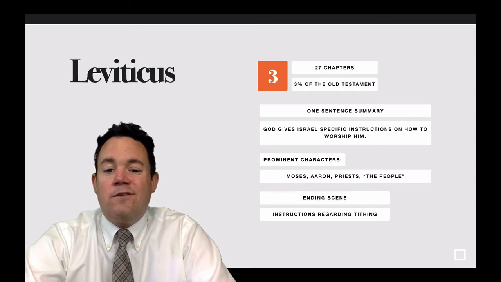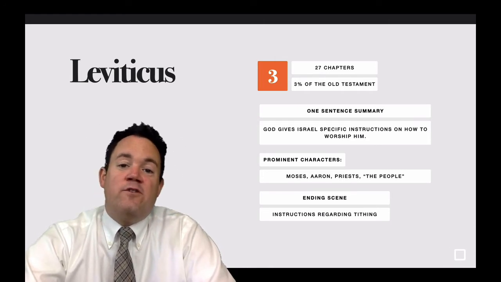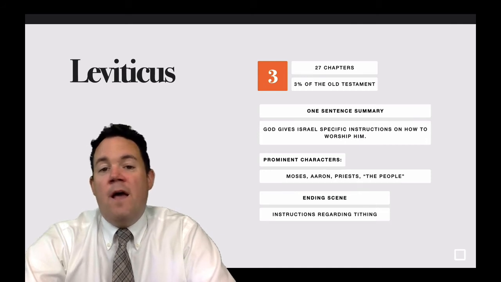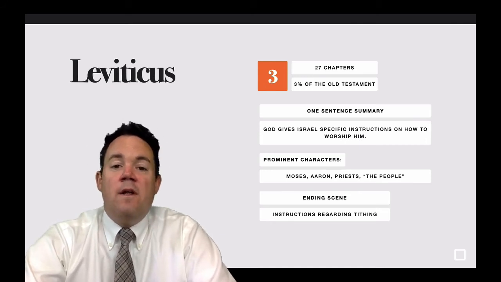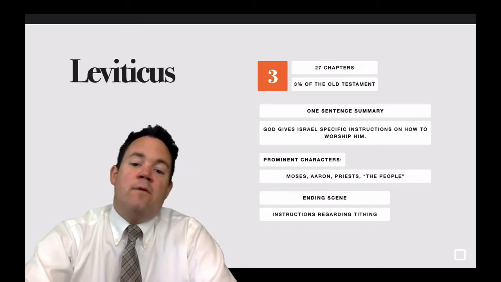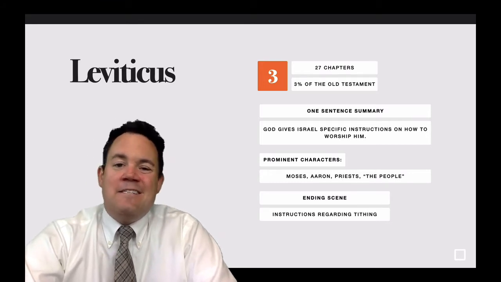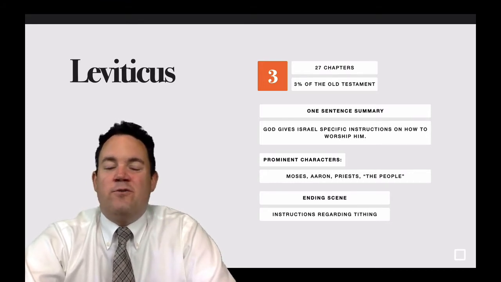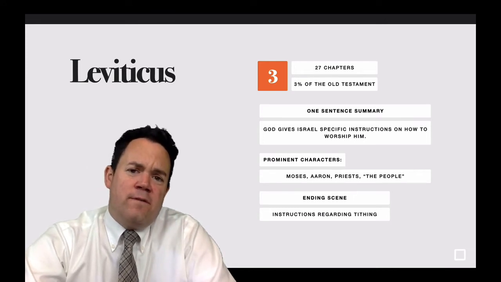So the prominent characters are Moses, Aaron and his sons. That's where we get the term Aaronic priesthood from. And then other than the priests, the Levites, we also have the people, and they are instructed on a number of things regarding how to properly worship God. The ending scene of this is not really an ending scene, but God gives the instructions regarding tithes and offerings. And that's how the book of Leviticus ends.